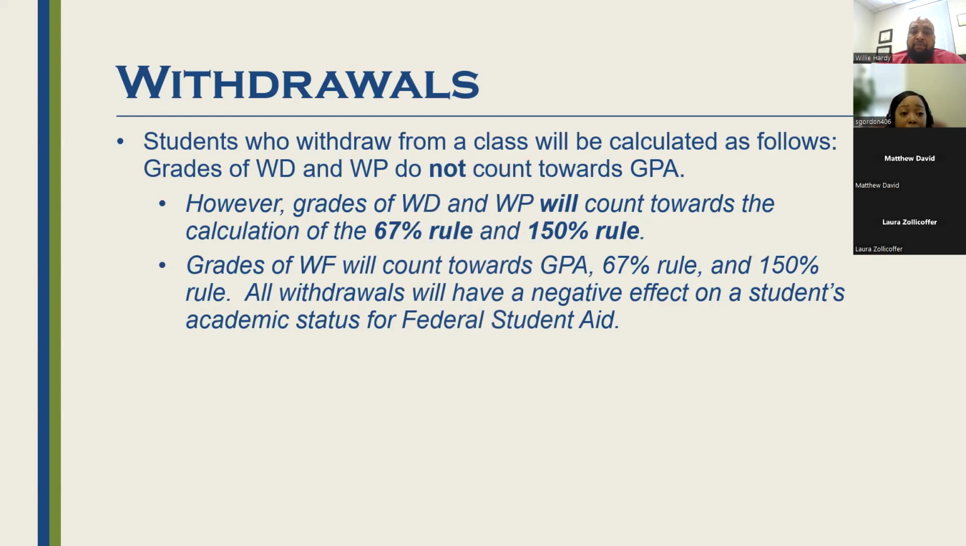Going back to when I was speaking about withdrawals, you see that the WD and the WP will count towards the calculation of the 67% rule and the 150% rule. And then the grades of a WF will count towards the GPA. That means that if you withdraw from class and your instructor puts you down as a WD or a WP, meaning you withdrew but you were passing the class at the time, it doesn't count towards your GPA. It's only the WF that will count towards your GPA and the 150% rule.